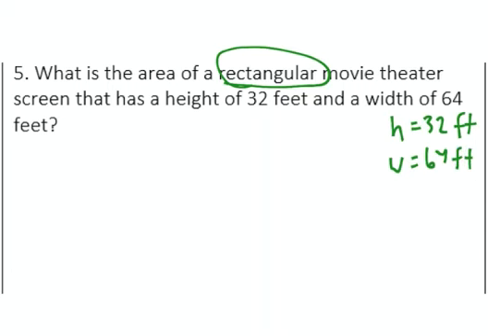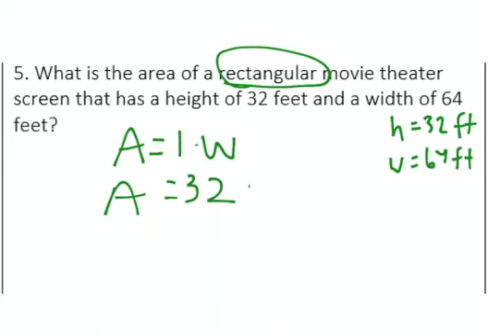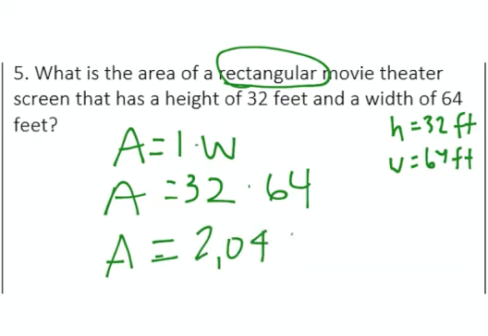All right, so if we look at our formula sheet, our formula for the area of a rectangle is length times width. Now it doesn't matter what you put in for the length and what you put in for the width, because you're going to multiply the numbers. So 32 times 64 would give me the same product as 64 times 32. So we're going to say 32 times 64, okay? And when I multiply that out, I'm going to find that my area is 2,048 feet cubed.